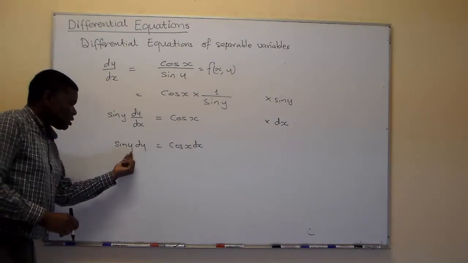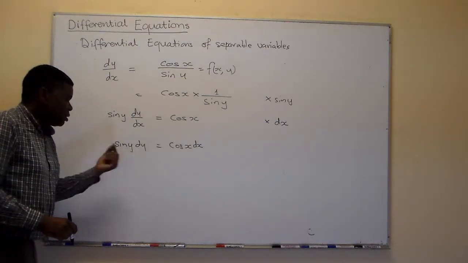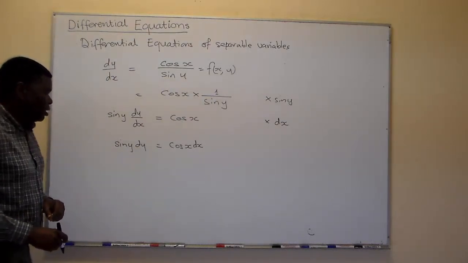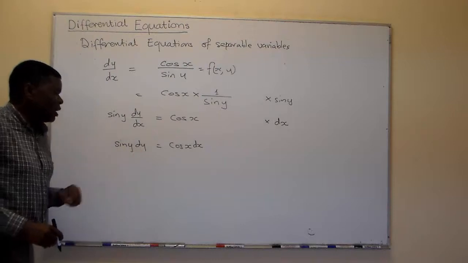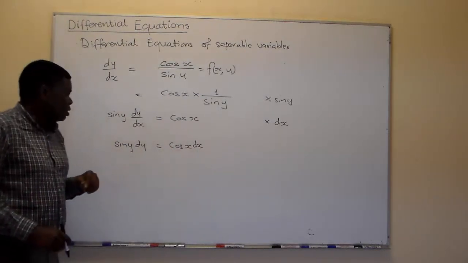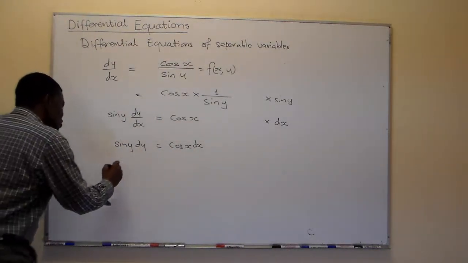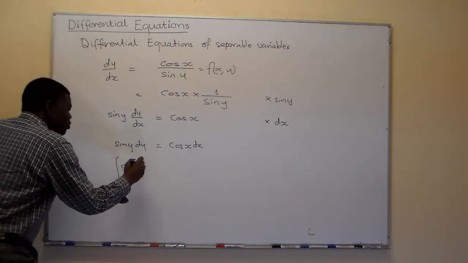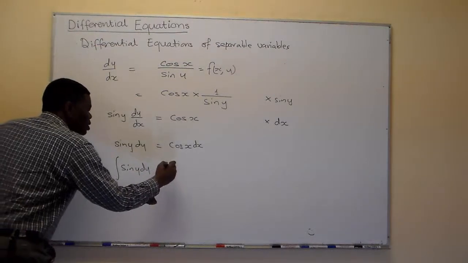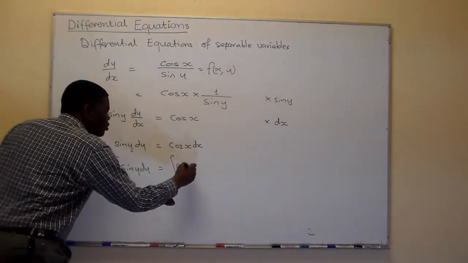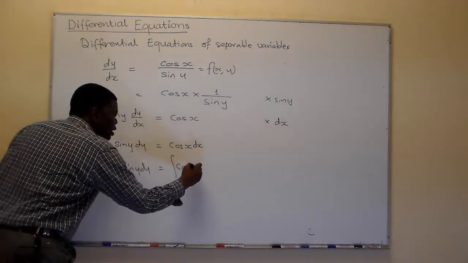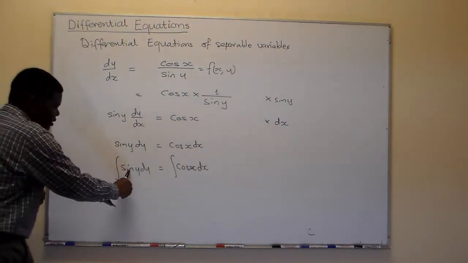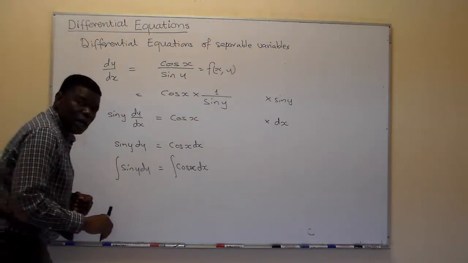You can just take this y as the independent variable of this function and differentiate; dy is going to be integrated back to y, and this side we're going to integrate with respect to x. So introducing the integral sign on both sides, we get the integral of sine y dy equals the integral of cosine x dx.